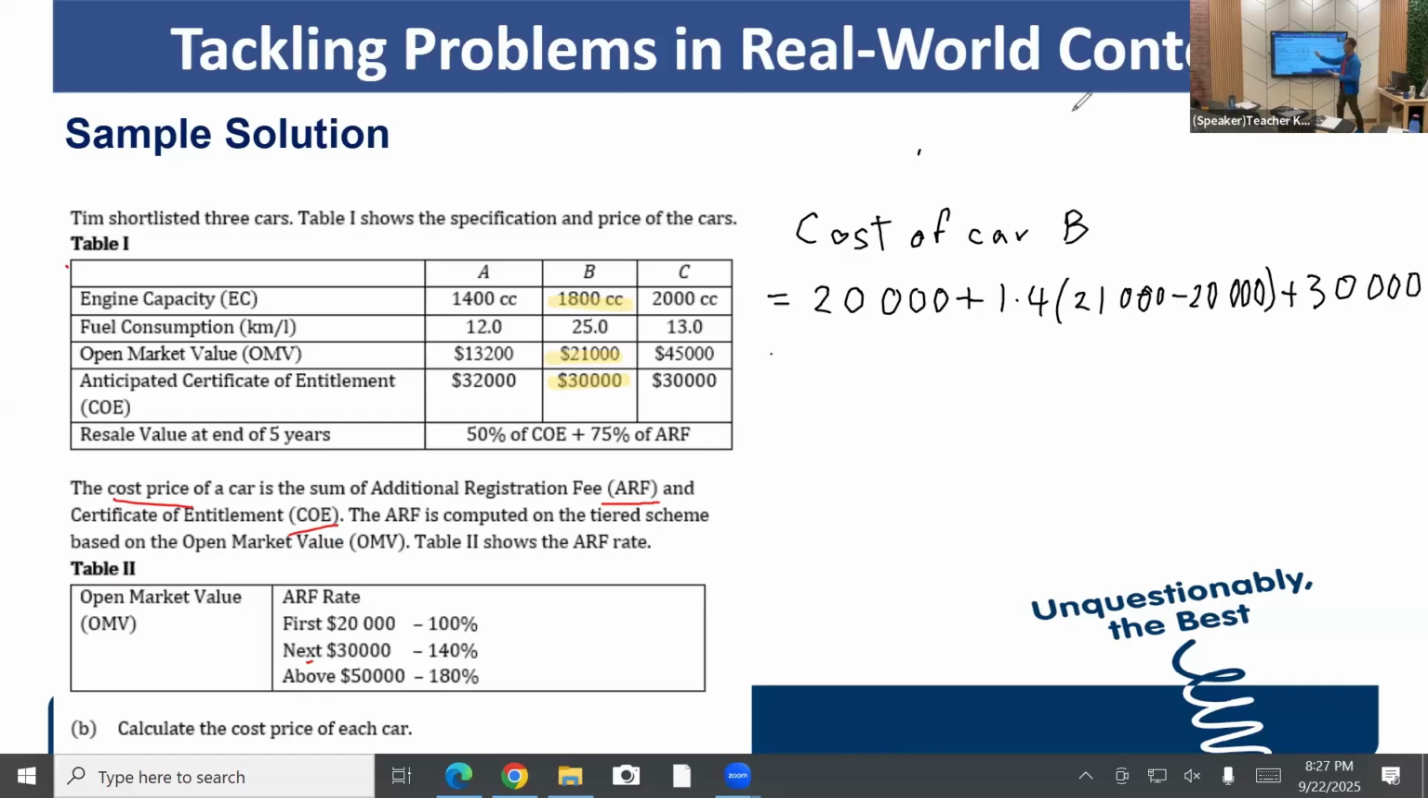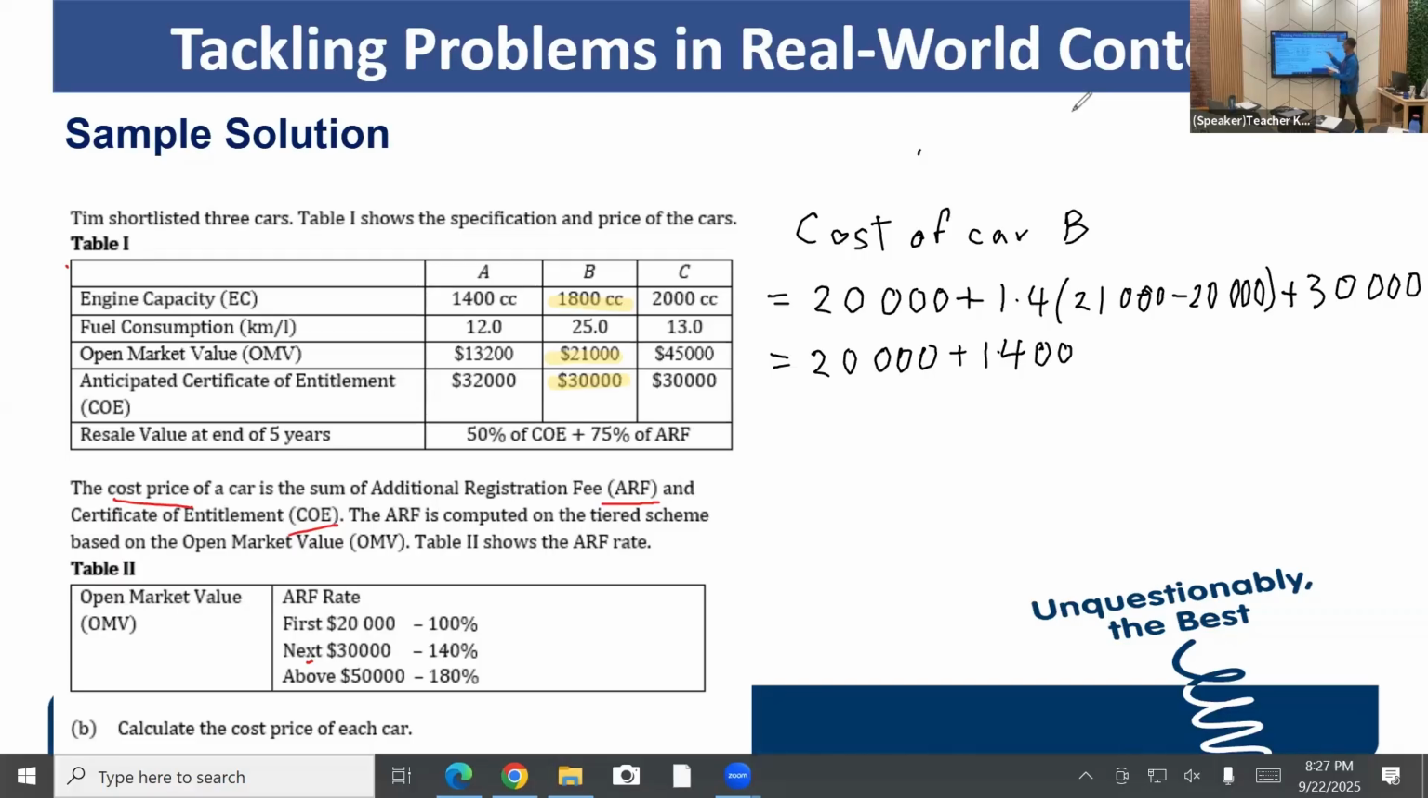But if you were to calculate this, what will it be? It will be 20,000 plus this will give me 1,400. Okay, so that means it's going to be 20,000 plus 1,400.